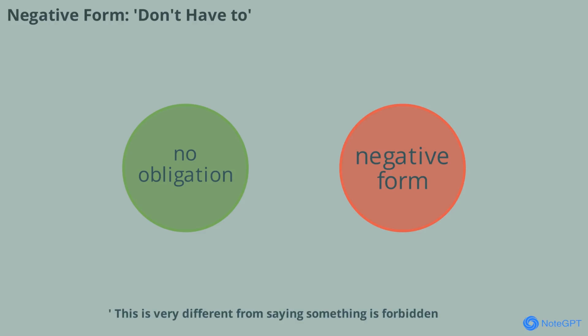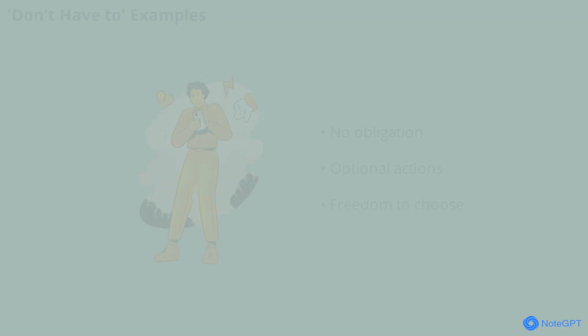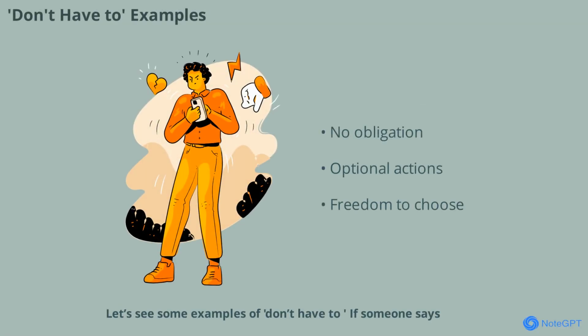This is very different from saying something is forbidden. Let's see some examples of don't have to. If someone says, "You don't have to come to the meeting," it means your attendance is optional, or "He doesn't have to finish the project today." In both cases, there's no pressure or requirement. You can choose what to do. This is a key difference from the positive form.